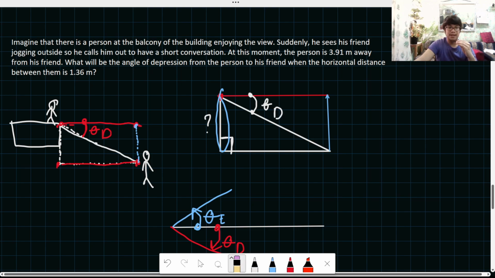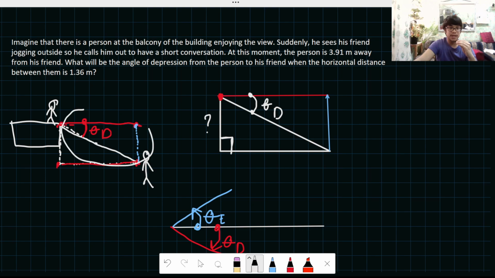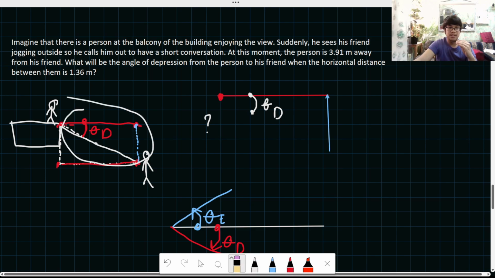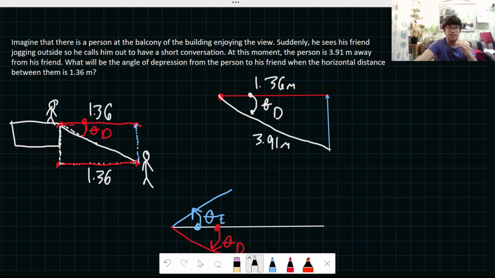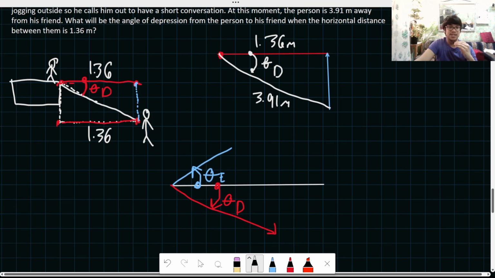So with that, I'm going to erase this one. Let me just get this part only. All right, there we go. Now, the given measurements. Here we will have 1.36 meters and 3.91 meters. Remember that in a parallel side, if this is 1.36, then its parallel is also 1.36. Then the diagonal line is 3.91 meters, so it doesn't change.